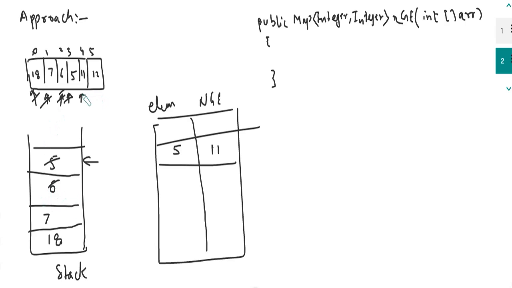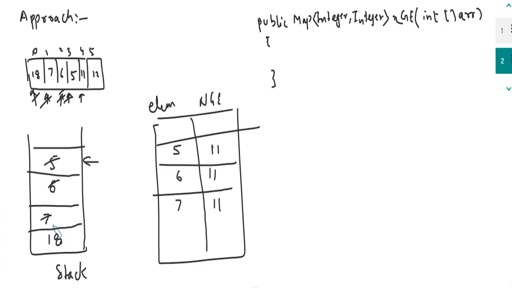6 is also less than 11, which means for 6 we are getting the next greater element as 11. Now we are going to check for 7. We are getting the next greater element as 7. We will pop from the stack and put into the hash map as 11. Now we are going to check for 18.